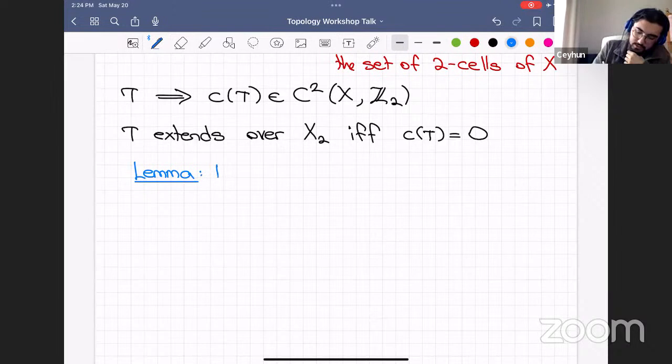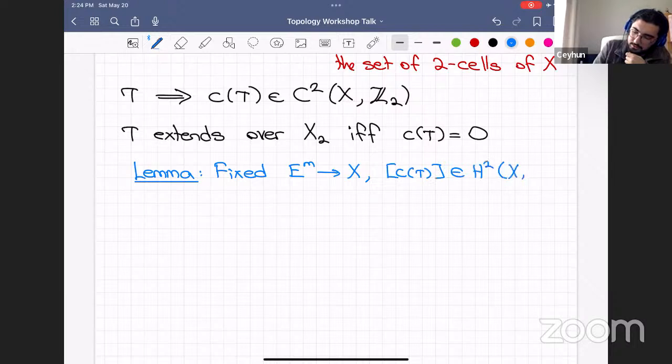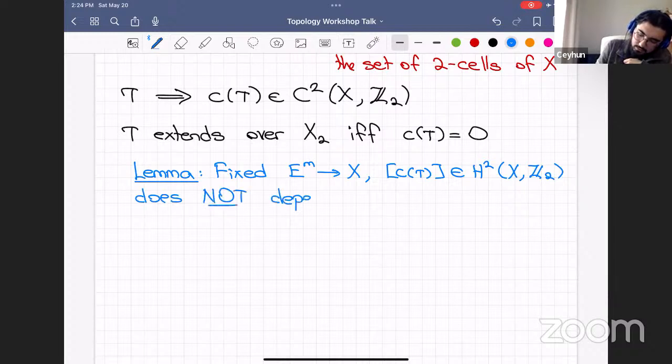For this fixed vector bundle, the cohomology class of C tau does not depend on tau. So we could change tau, we would not get a different cohomology class.